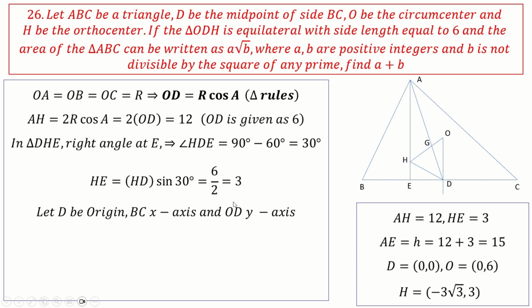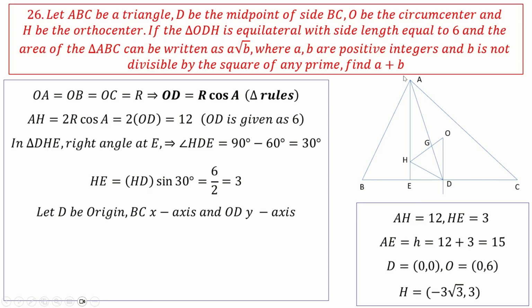Now let us assume D is, now you have to solve this problem using coordinate geometry. Okay, so D is your origin. Not O, please. D is the origin. So BC is your x-axis, OD is the y-axis. If D is the origin, O is nothing but (0, 6), because we know OD is 6. Correct.